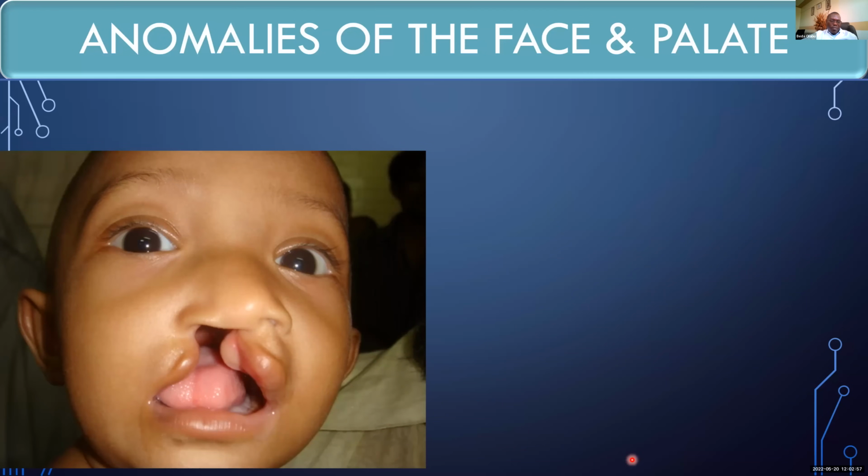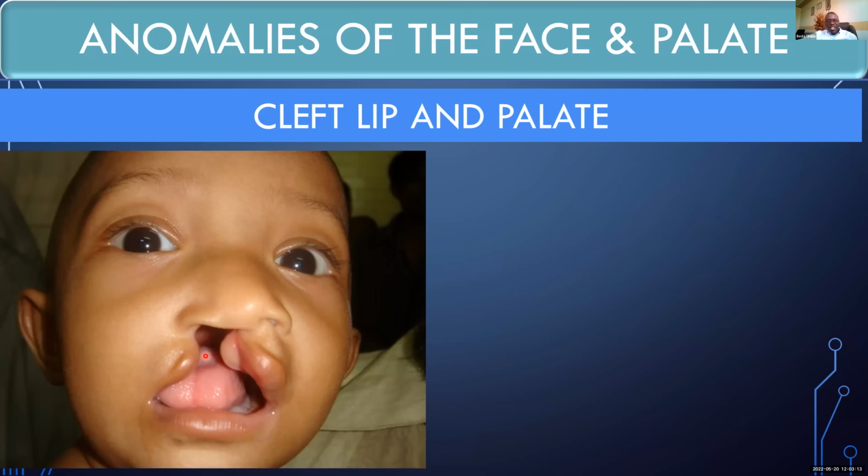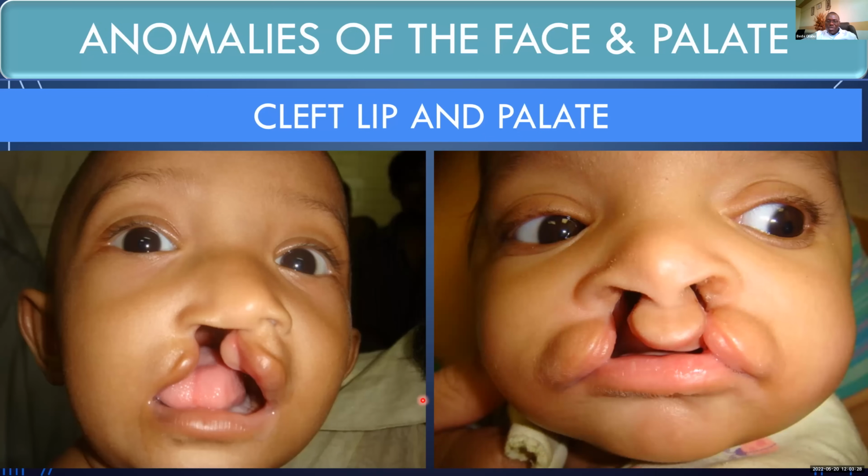The one shown here, we can see a defect on the palate, also on the upper lip. So we call it cleft lip and palate, because there is a defect on the palate but also a defect on the upper lip. Now, this is unilateral, so you can call it unilateral cleft lip and palate. And the one to your right is bilateral. So this is bilateral cleft lip and palate.